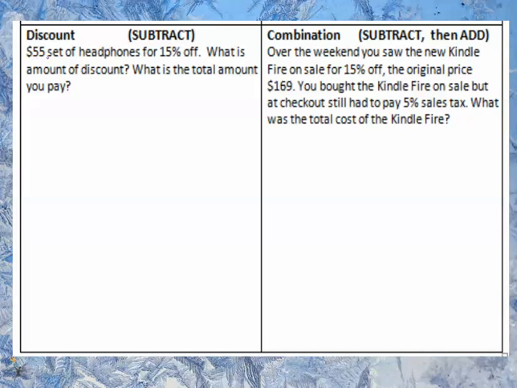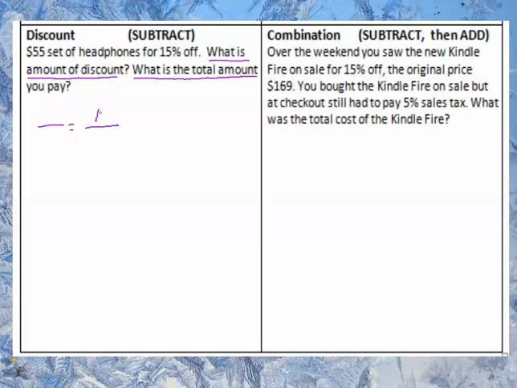So a $55 set of headphones for 15% off. What is the amount of discount? So that's the first question it's asking. And then it's asking what is the total amount you will pay. So I'm going to set up a proportion just like I did before.